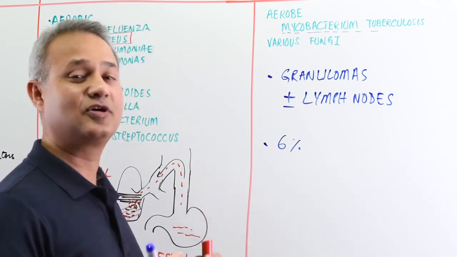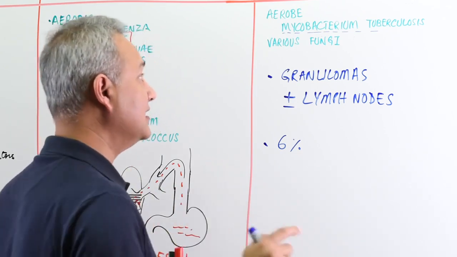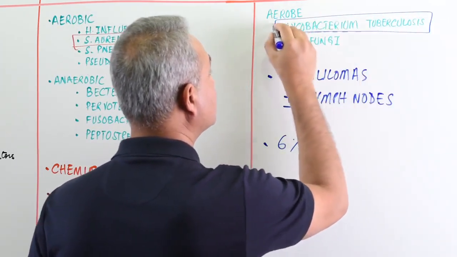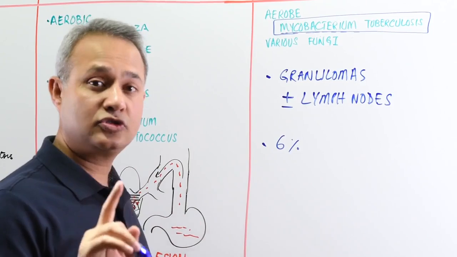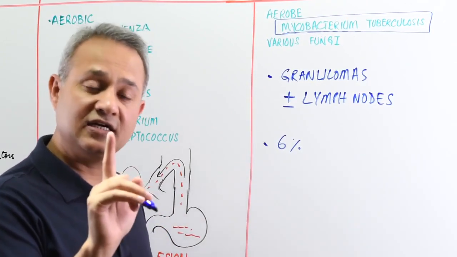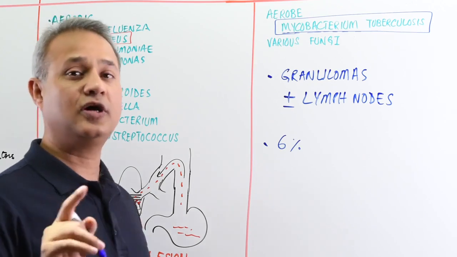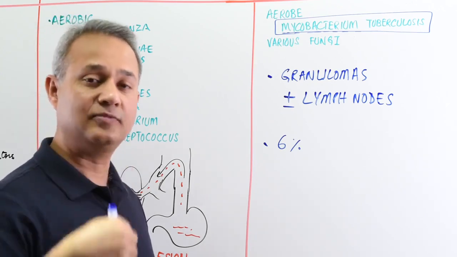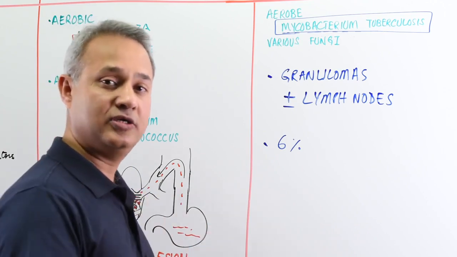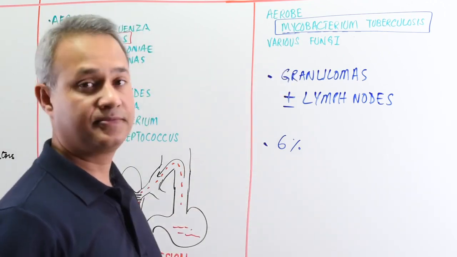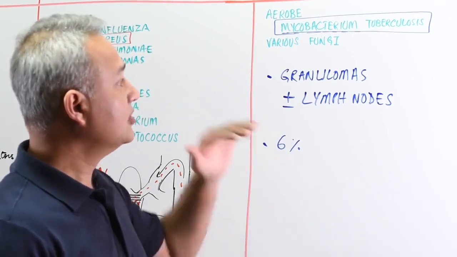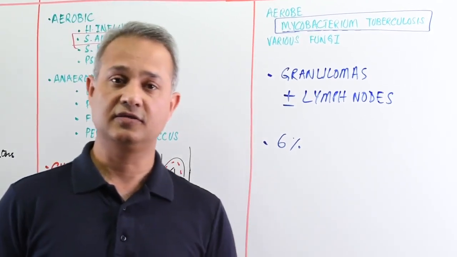6% of the deaths occur because of tuberculosis, and that also means tuberculosis, or Mycobacterium tuberculosis, is the most common cause of death by a single pathogen. There is no other single pathogen that, when it attacks and infects us, will cause death more than this one. So that is the most common cause. 6% of the total deaths are due to that. So we'll discuss that in detail later on.